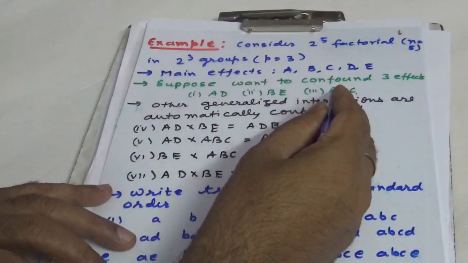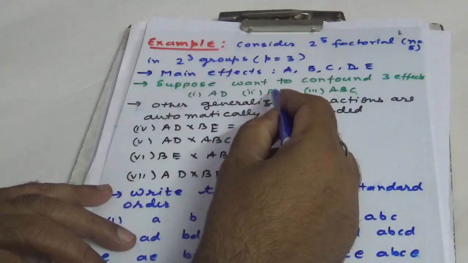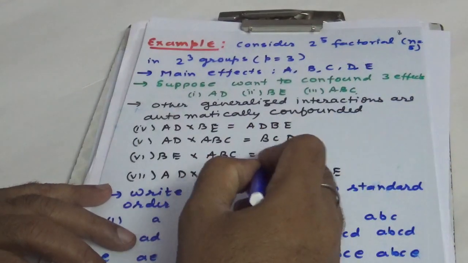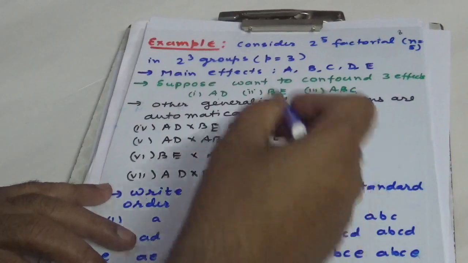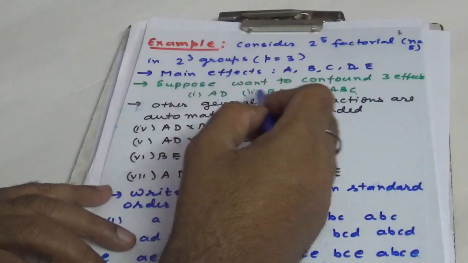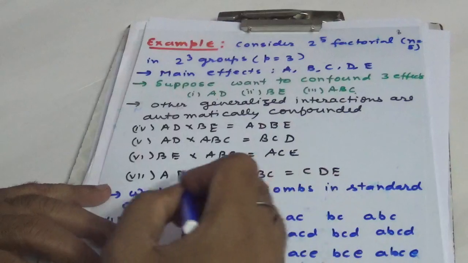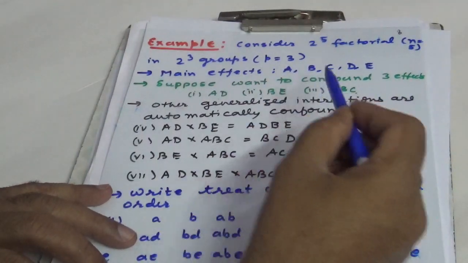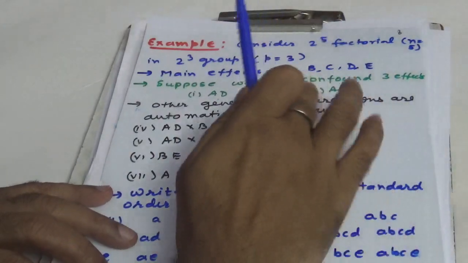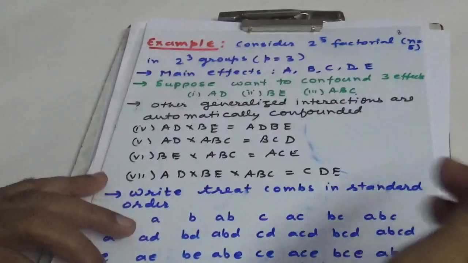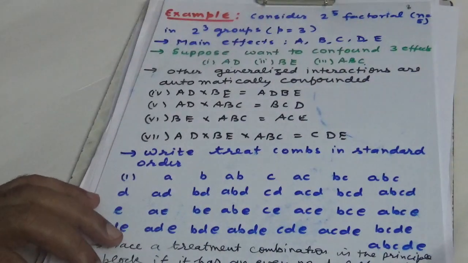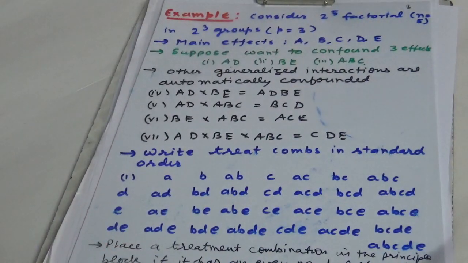Then BE into ABC is A B square CE. So B square becomes 1 and we get ACE. And then all the 3 together, AD into BE into ABC, which is CDE. So these are your 4 generalized interactions which are getting confounded automatically.